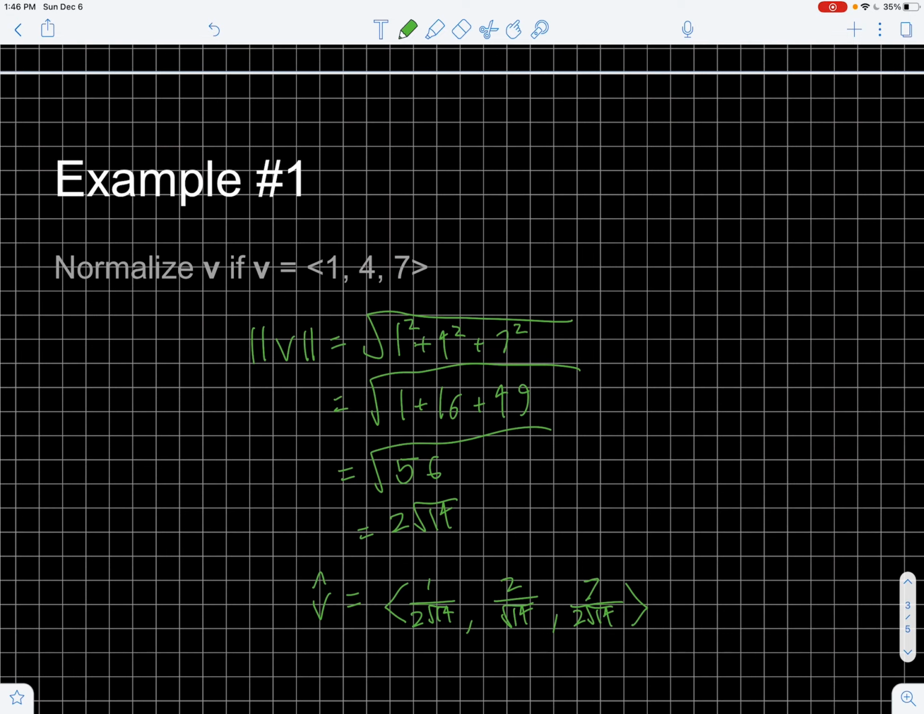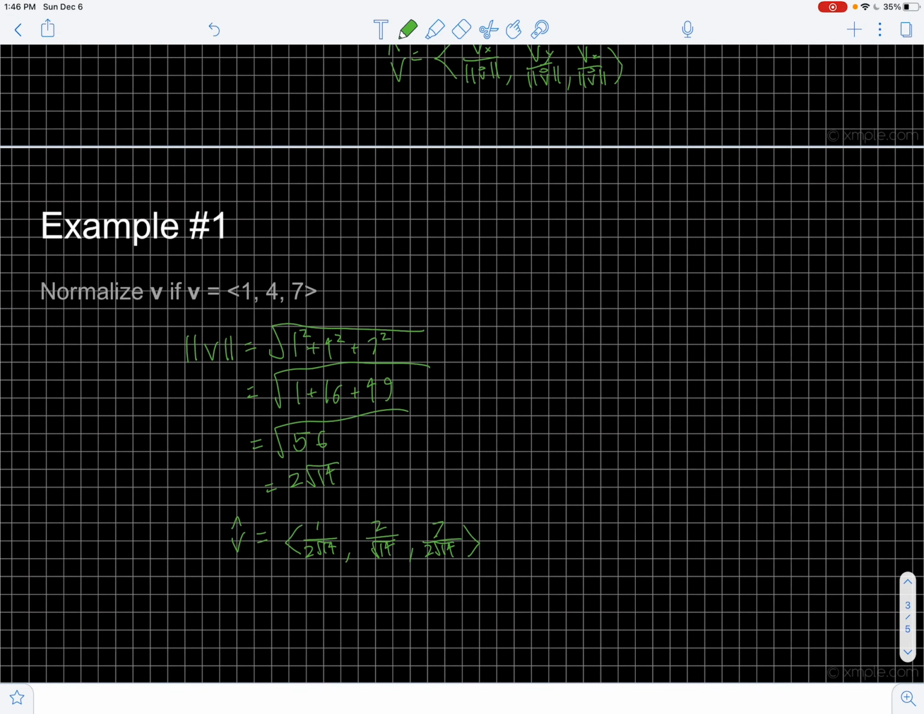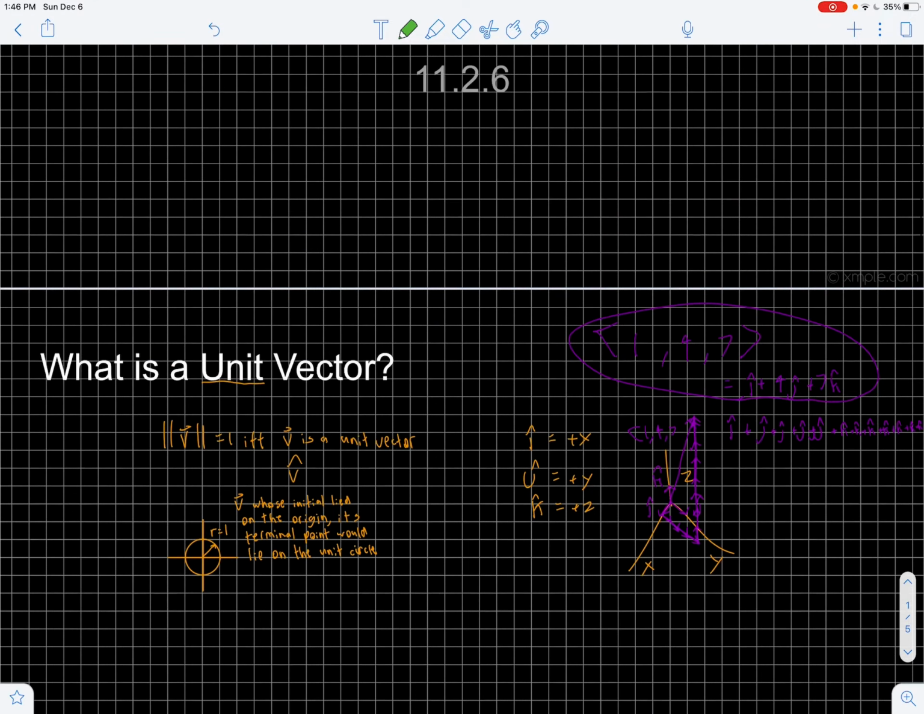Okay, that's it for normalizing vectors. You guys have made it to the end of section 2 in chapter 11. Congratulations.